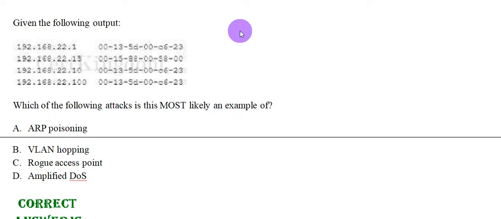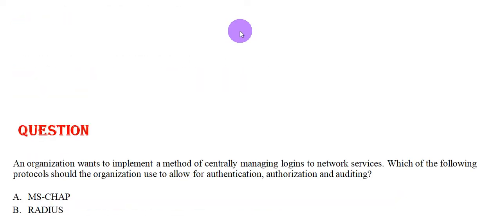Which of the following attacks is most likely an example of option A, ARP poisoning, option B, VLAN hopping, option C, rogue access point, option D, amplified DoS. The correct answer is option D.